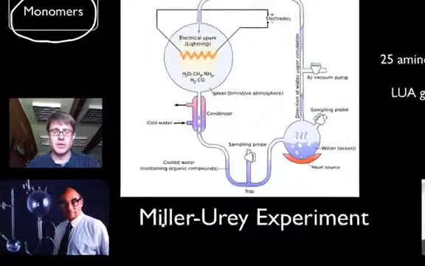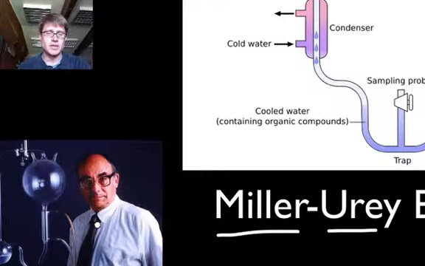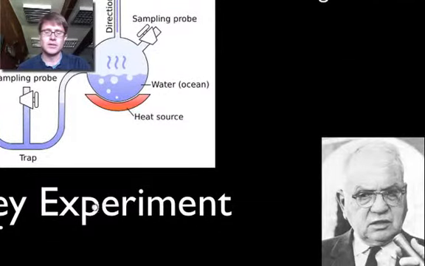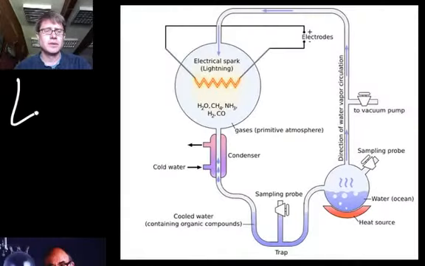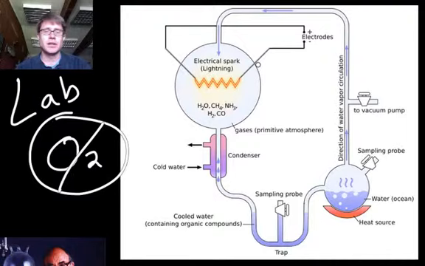And the most famous experiment is called the Miller-Urey experiment. It's Stanley Miller here and then Harold Urey over here. And what they did is they tried to, in the lab, get rid of oxygen and try to simulate what this early Earth's atmosphere looked like. And so this would be the chemicals they thought were in this primitive atmosphere.